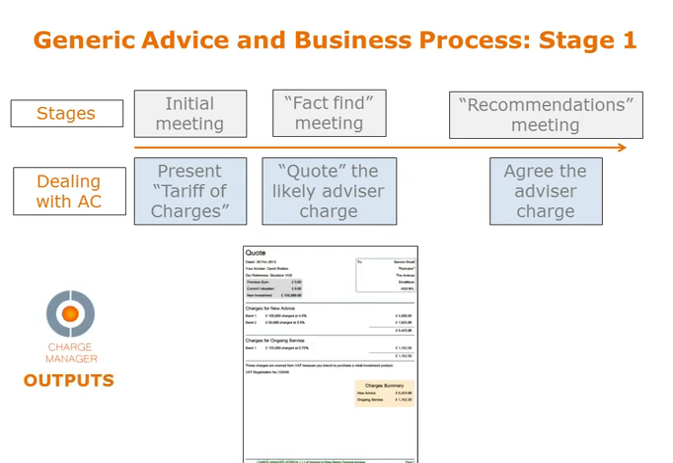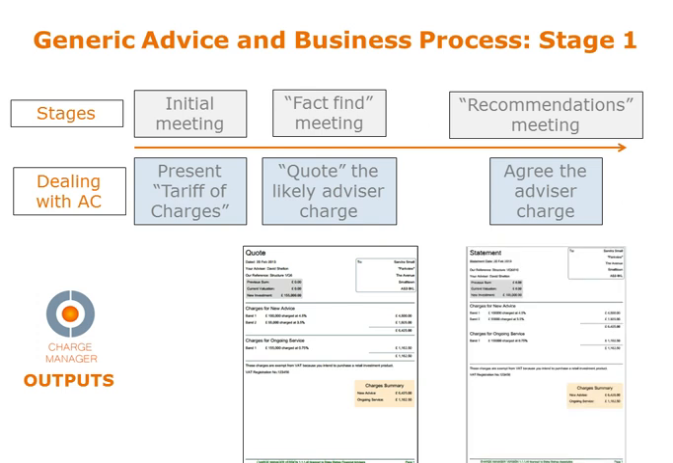Charge Manager produces two main outputs here. It will produce a quote, and you can change and amend these as frequently as you wish, and it will also produce a statement which tells the client exactly what they will need to pay you and how those charges are broken down. You're not obliged to use these documents produced by Charge Manager because you may have alternatives, but Charge Manager produces the information for you clearly and accurately.